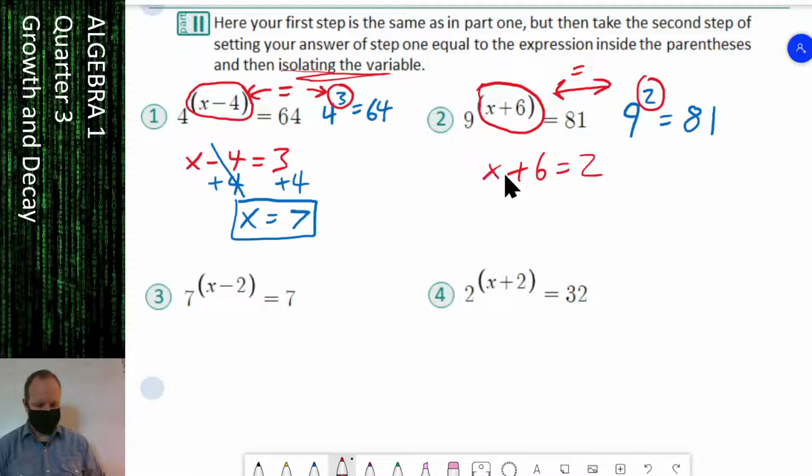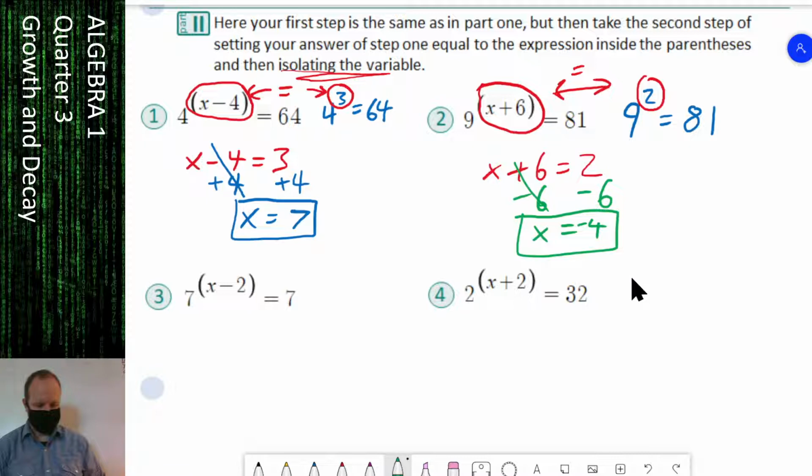And how do we get rid of that plus 6? It's positive. Take it away. Keep it equal. Take it away from the other side. What's our x value equal to? X equals -4. Since they're different signs, one positive, one negative, we subtract them. 6 minus 2 is 4. And we give our answer the sign of the larger number. We took away more than we added, so our answer is negative.